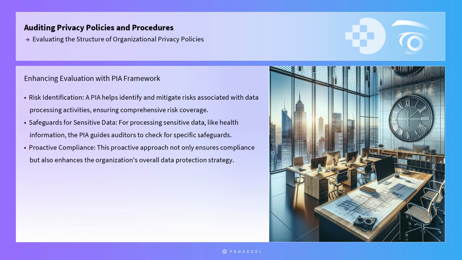Moreover, the use of a privacy impact assessment framework can enhance the evaluation process. A PIA helps identify and mitigate risks associated with data processing activities, ensuring that the privacy policy addresses these risks comprehensively. For example, if a company processes sensitive data, such as health information, the PIA would guide the auditor to check whether the policy includes specific safeguards for handling such data. This proactive approach not only ensures compliance, but also enhances the organization's overall data protection strategy.